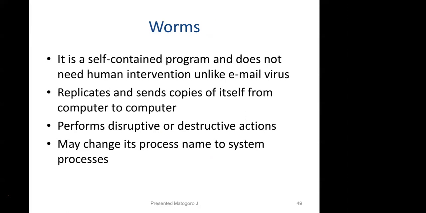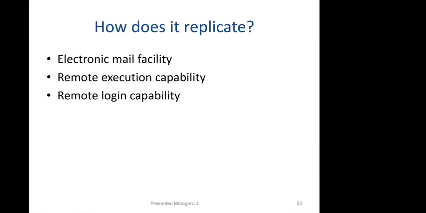Worms, as we have already covered. It is a self-contained program and does not need human intervention. Unlike email viruses, it can replicate and send a copy of itself from one computer to another if they're within a network or interconnected. So how does it replicate? It can replicate through email facilities, through the remote execution capability, and also through the remote logging capability. So these are some of the ways that worms can replicate, okay?